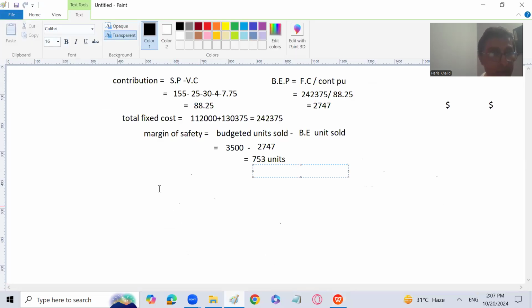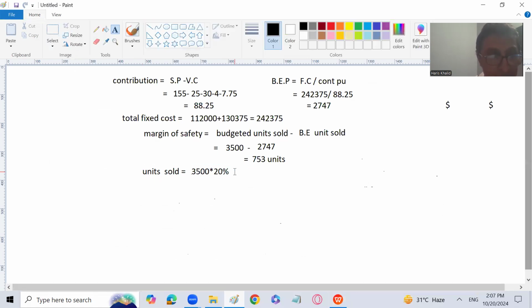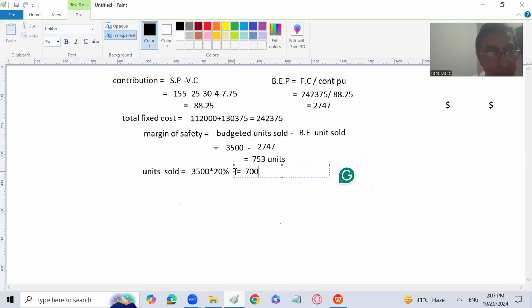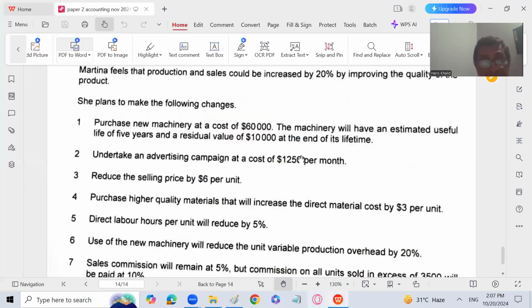So let's do it. First of all, the units sold with the changes. The units sold are going to be now 3,500, and there is an increase of 20%. So 3,500 into 20% is going to be 700. So now the units sold are going to be 3,500 plus 700. So we are going to sell 4,200 units. Okay, right? Because of this change, we are able to sell 4,200 units.